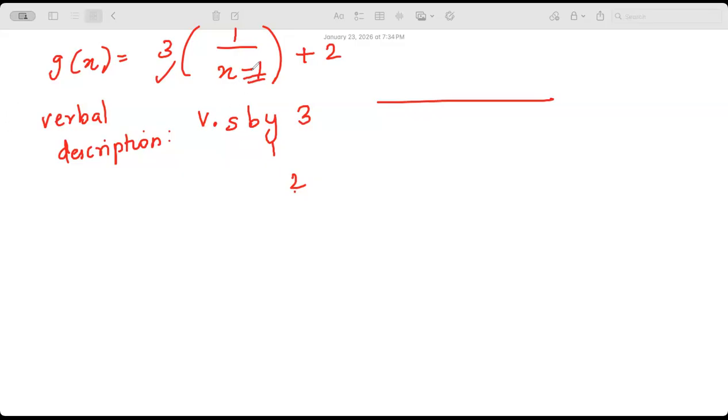Okay. So this is minus 1, which means it's going to go right.